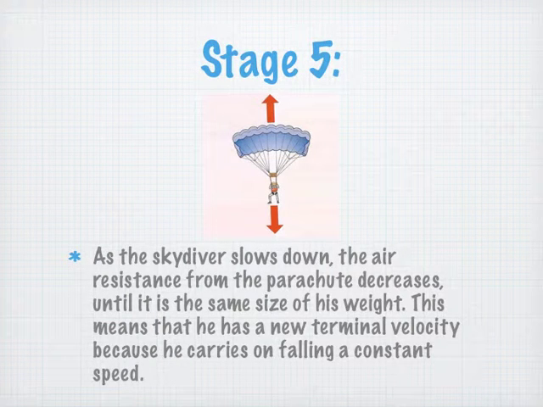Stage 5. As the skydiver slows down, the air resistance from the parachute decreases until it's the same as his weight. This means that he has a new terminal velocity because he carries on falling at a constant speed.